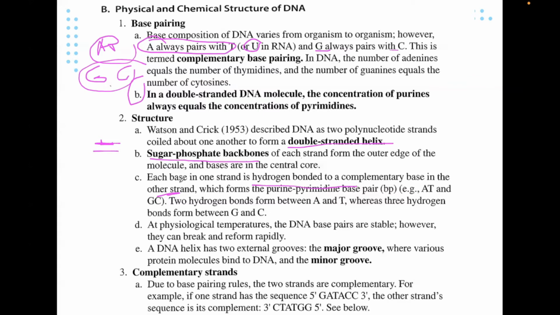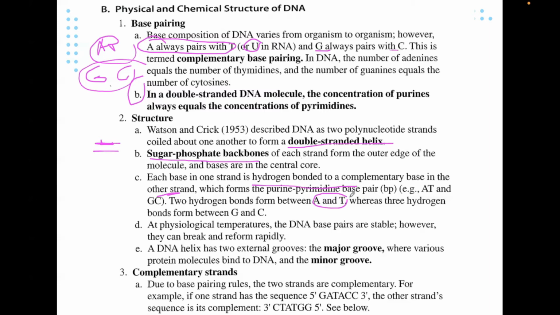Okay po, which forms the purine and pyrimidine base pairs or your BP. The example, AT and GC. 2 hydrogen bonds between your AT. This is just a review. Pagka naman 3 hydrogen bonds, G and C, your guanine and your cytosine. And then at physiological temperature, the DNA base pairs are stable. However, they can break and reform rapidly.